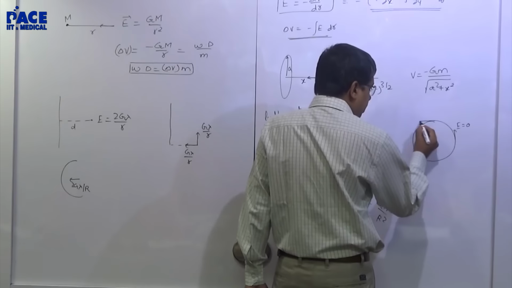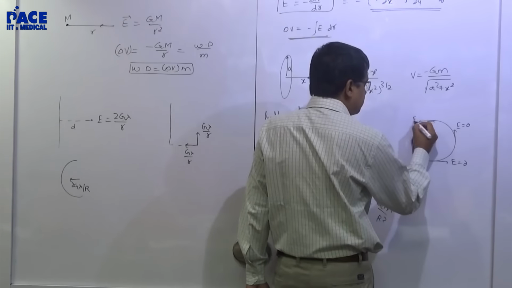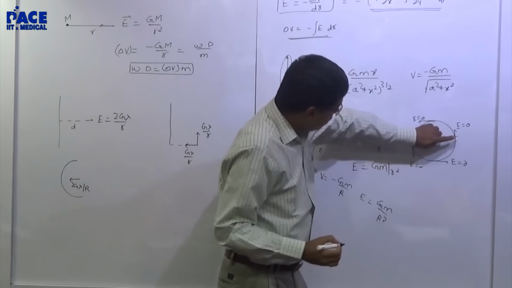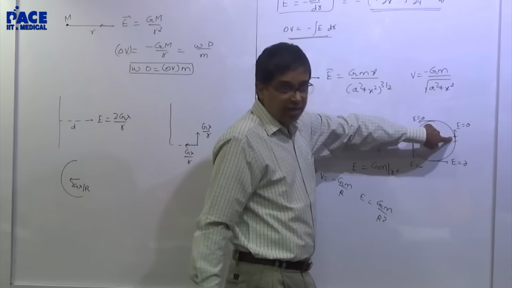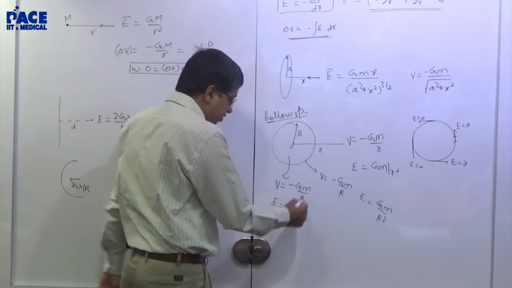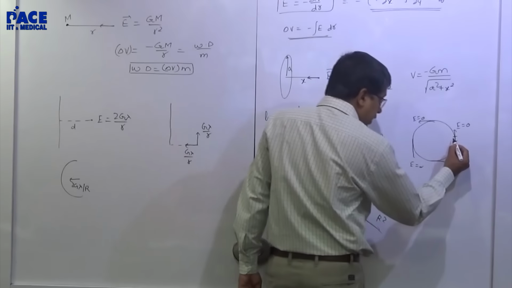I don't mind, whatever you are telling me is right. Field is 0 along the surface. Why? Because if I take two small elements on the surface, here and here, delta V will be 0. So the field along the tangential direction is 0. This field which I am telling you is not along the surface. It is perpendicular to the surface.